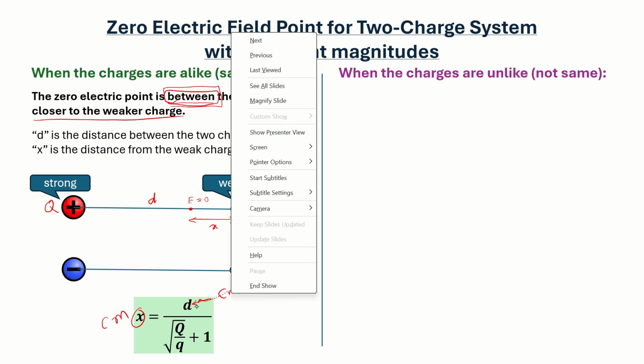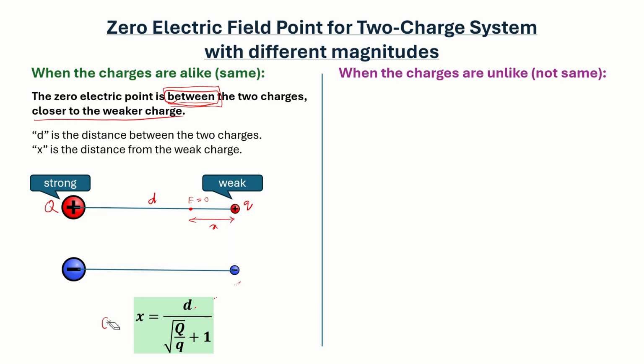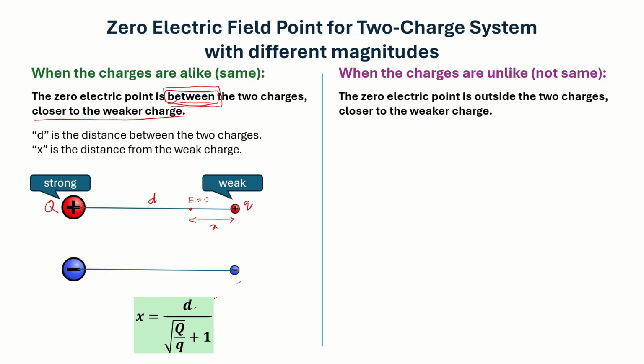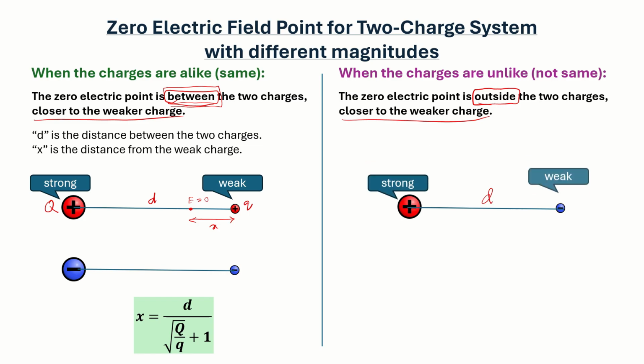When the charges are unlike, where is the zero electric field point? In this case, the zero electric field point is outside the two charges and closer to the weaker charge. Let's take two charges, the distance between them, let's take the standard as D. One is a strong charge, another one is the weak charge. In this case, the zero electric field point is present outside the two charges. And which side? It is closer to the weaker charge.